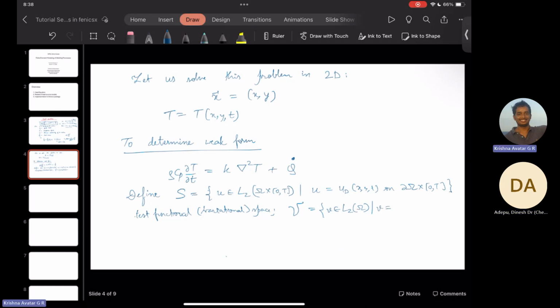Now for the variation space, we take all those functions which happen to have a value of 0 on the boundaries. Because on the boundary, the temperature is prescribed, right? So we cannot allow any variation.